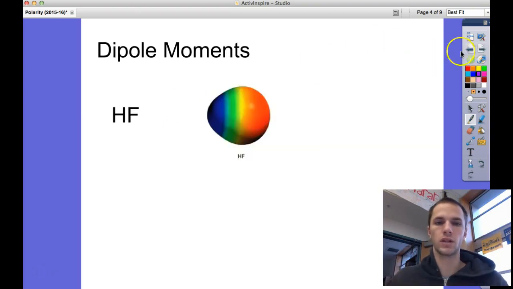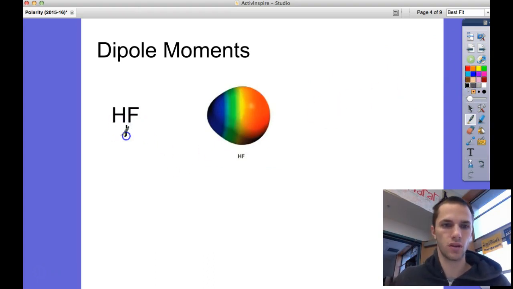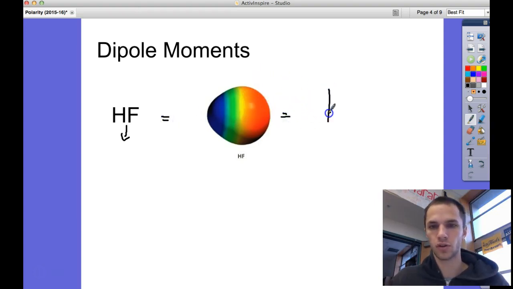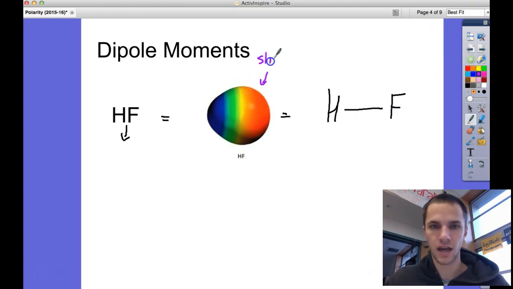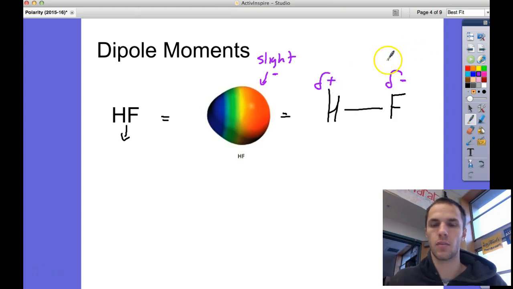One other thing that we need to know is there's another way to represent this charge. So if we took the same molecule HF, we know that this is what it looks like with the electrostatic potential map. If we drew the Lewis structure, it would look like this. What this is telling us in the diagram is there's a slight negative charge over on this fluorine because it's more electronegative. So the way we would label that on a bond is we would draw a little delta negative and a little delta positive.